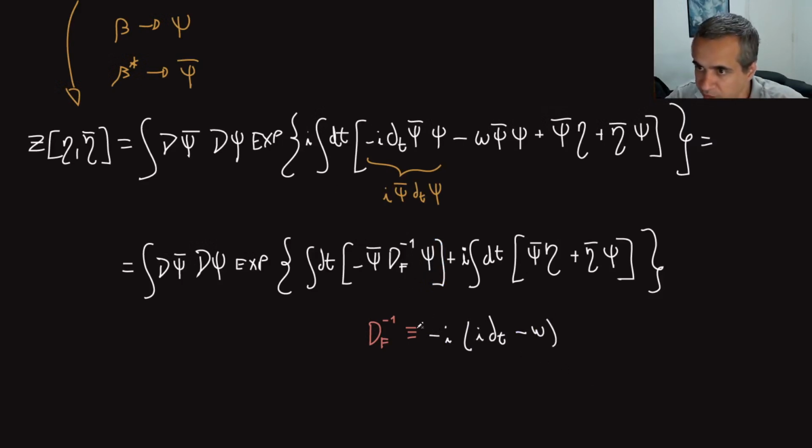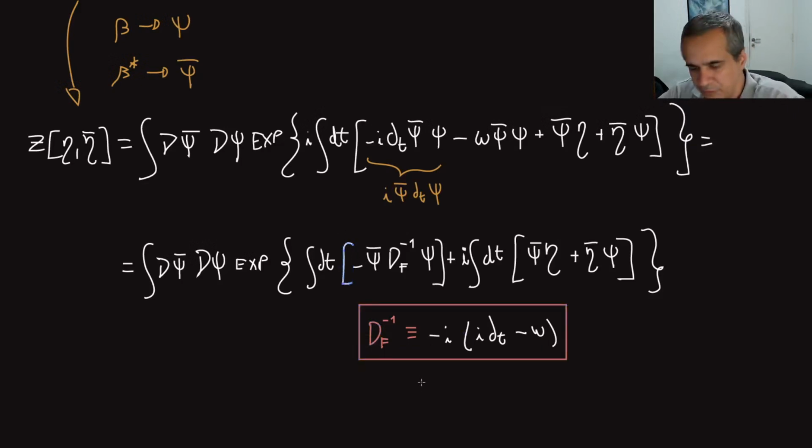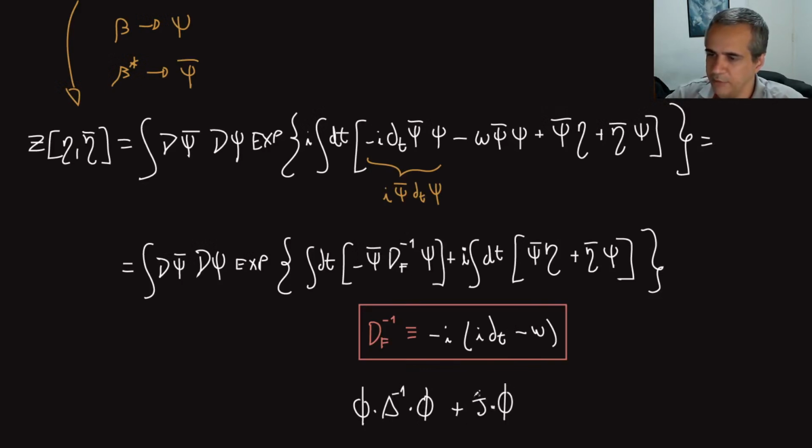So I hope all the signs and powers of i are okay. And then I have defined this operator. Everything is very similar to the scalar case. In the scalar case, at this point, we would have just something like that: delta phi, or delta minus 1, was the Klein-Gordon operator. And here I had just j phi: phi delta phi and j phi.